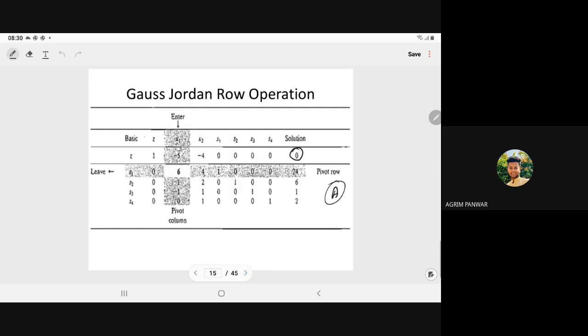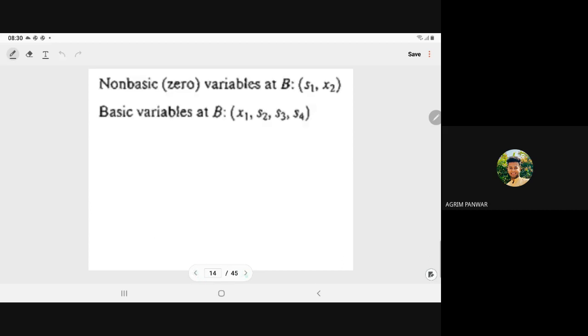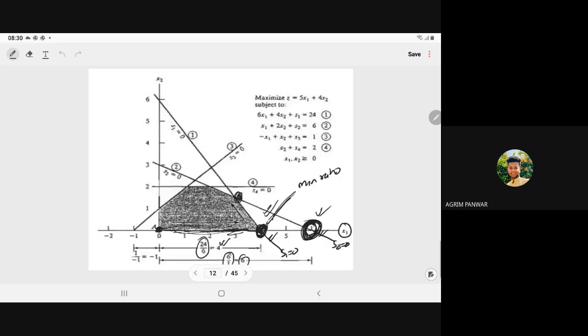Now, if x1 is entering, we take the ratio 24 by 6 equal to 4, 6 by 1 is equal to 6. This ratio is not possible. So minimum is this one. When we take the minimum, you are taking the closest intersection of x1 with s1 or s2. So it means it guarantees the feasibility. If you take s2 instead of s1, that will give the infeasible.